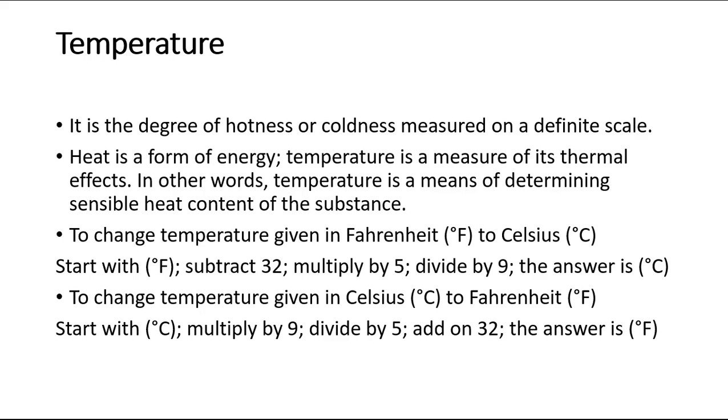The next is to convert the temperature from Fahrenheit to degrees Celsius and from Celsius to Fahrenheit. If we want to convert the temperature from Fahrenheit to Celsius, start with the temperature in Fahrenheit, then subtract 32, multiply it by 5 and divide by 9. The same process in reverse is followed to convert degrees Celsius into degrees Fahrenheit, and you can see it in the slides also.